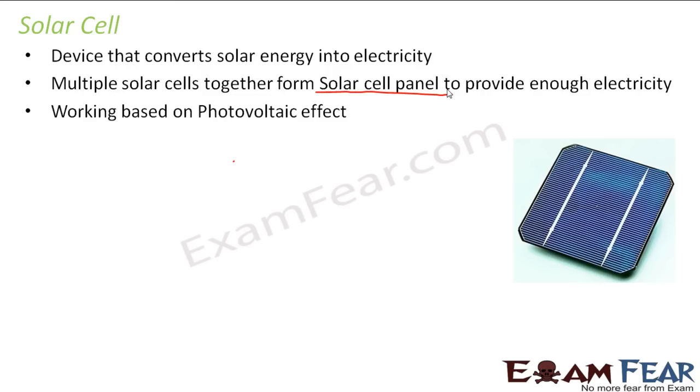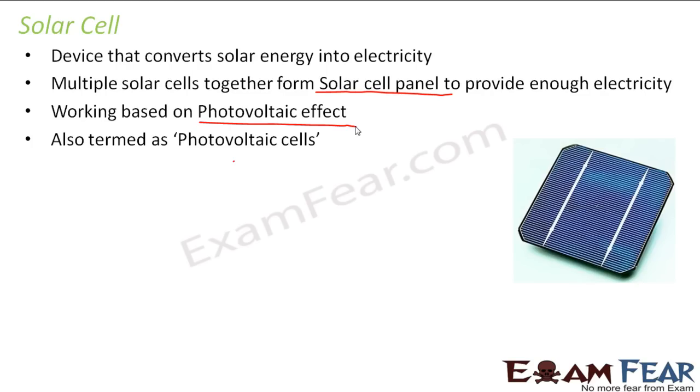Now, the working of a solar cell is based on the photovoltaic effect. We will not discuss this photovoltaic effect in detail now, because it is not in your syllabus at this level. So we will talk about solar cells in our higher classes, but for now you should know that it works on the basis of the photovoltaic effect. That is why it is also known as a photovoltaic cell. So solar cells are also called photovoltaic cells.